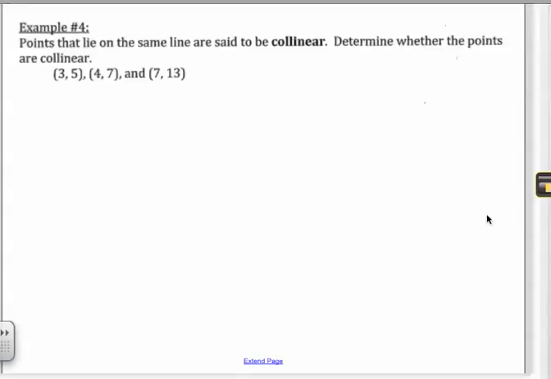Okay, guys, example number 4 says, points that lie on the same line are said to be collinear. Determine whether the points are collinear. So (3, 5), (4, 7), and (7, 13).